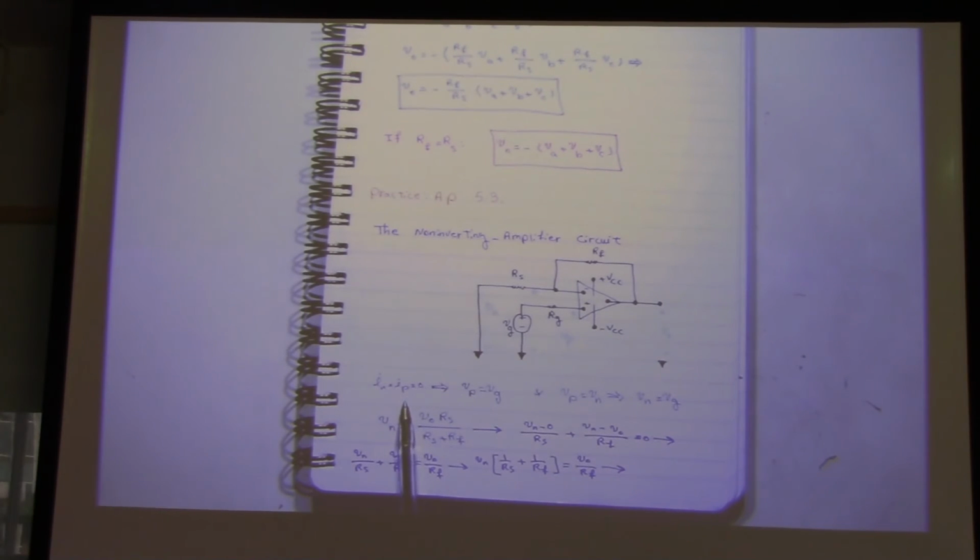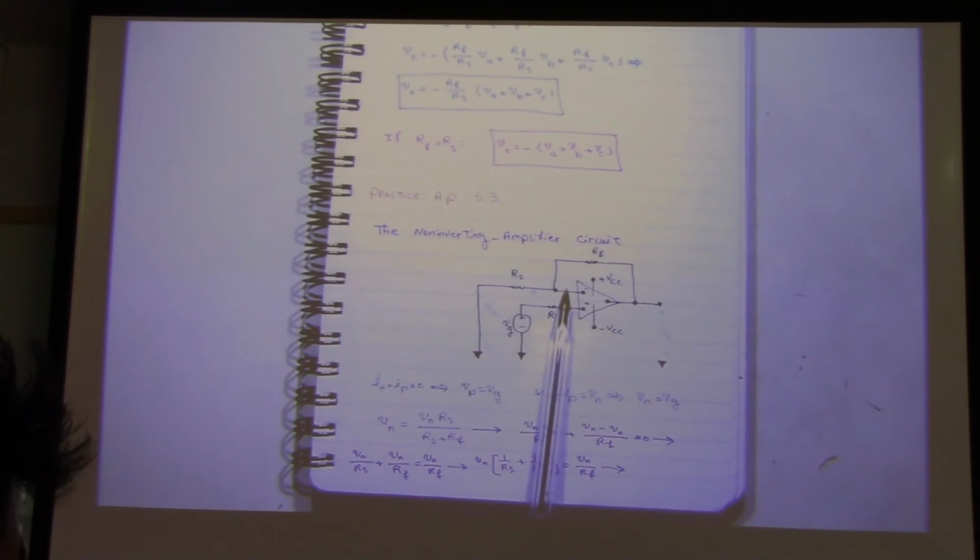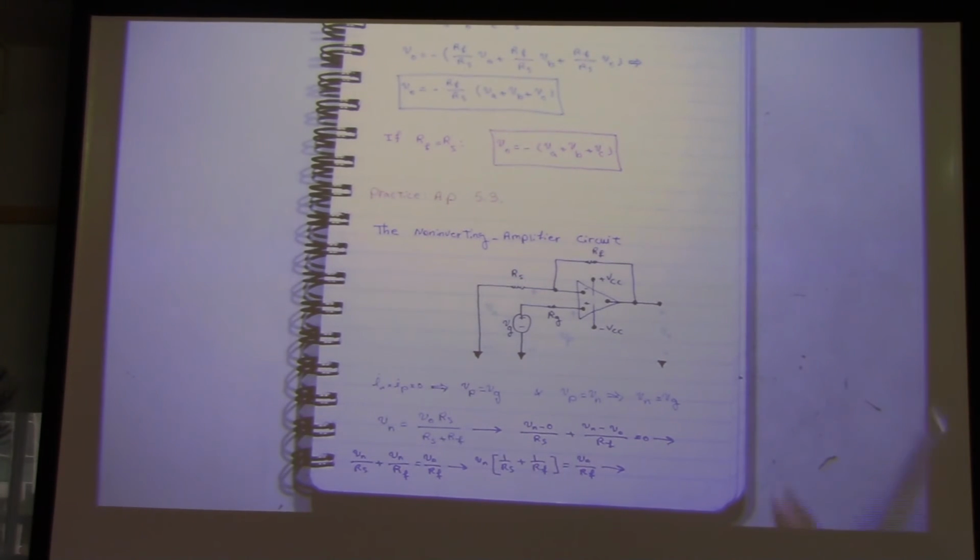So for the non-inverting amplifier, again, we do the same thing. Ip, In equal to 0. So what is Vp over here? This is Vp, which is equal to Vg, the generator voltage. So this node is Vn. So how much is Vn? Vg.